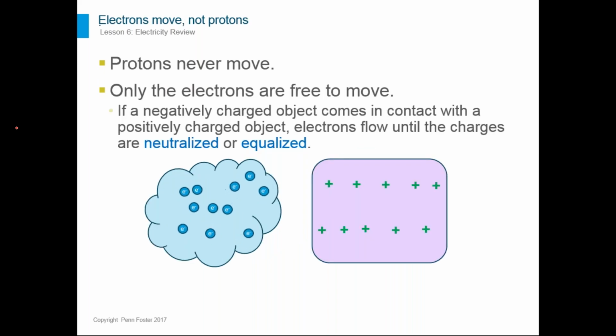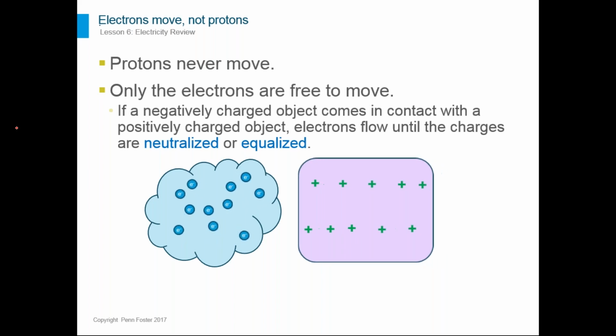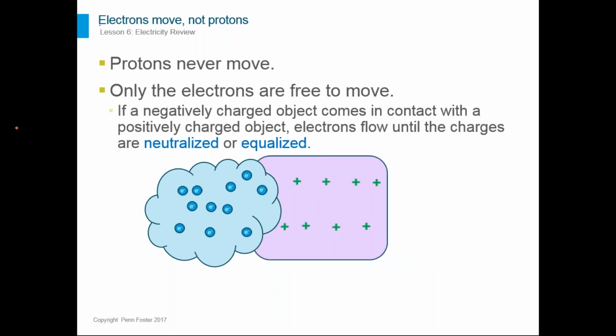But the protons that are trapped in the nucleus can never move. Only the electrons are free to move. If a negatively charged object comes in contact with a positively charged object, electrons flow until the charges are neutralized or equalized. That's what happens. They'll flow until they're neutralized or equalized.